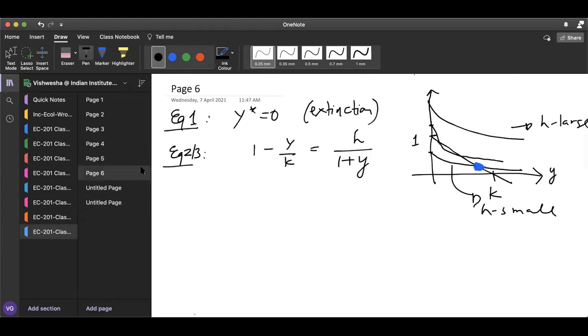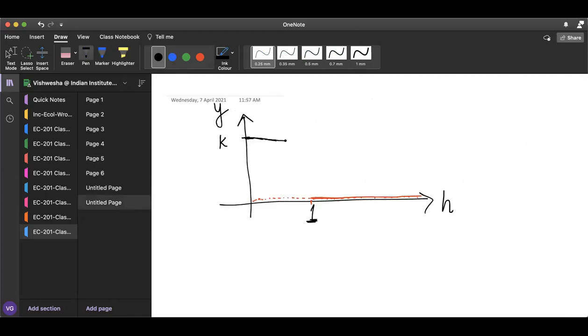Here is the thing. When h is very, very large, does this equilibrium exist? It doesn't exist, right? Because there is no intersection at all. So this equilibrium, after a value of h, basically just does not exist at all. This large equilibrium value does not exist, which means that when harvesting rates are very, very high, there is only one equilibrium, which is the extinction equilibrium.